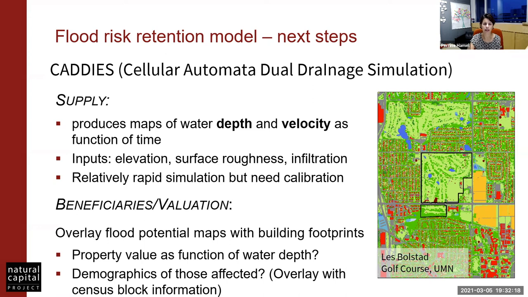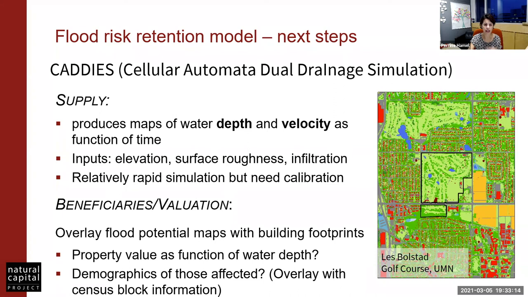So I wanted to share here some potential next steps in terms of model development or alternative ways using other models that one can go about quantifying these values. So CADIS, which stands for Cellular Automata Dual Drainage Simulation, is one model that we have tested with some colleagues from the University of Exeter to get at this question of flood depth in a spatially explicit way. So the model produces maps of water depth and velocity as a function of time using relatively simple inputs, elevation, surface roughness, and infiltration as a raster. So it's still much more greedy than InVEST in that sense.